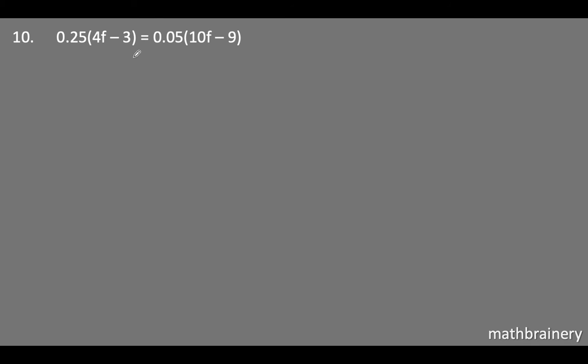0.25 into 4f minus 3 is equal to 0.05 into 10f minus 9. Let's again use the distributive law to expand these brackets on both sides. 0.25 into 4 is 1, this is 1f, minus 0.25 into 3 is 0.75. This is equal to 0.05 into 10 will be 0.5. So, this is 0.5f minus 0.05 into 9 is 0.45. Alright. Now, what we have? We have the variable terms 1f and 0.5f on both sides, and we have the constant terms 0.75 and 0.45 on both sides of this equation.